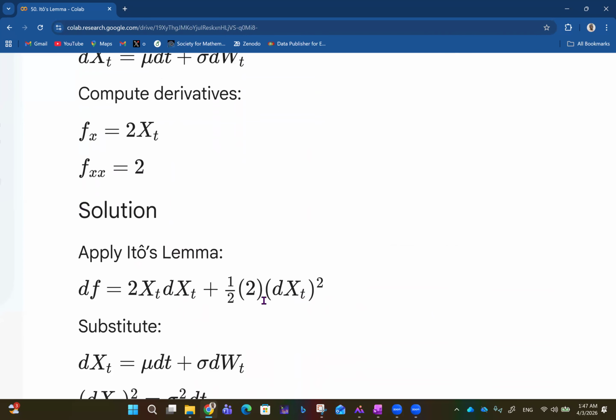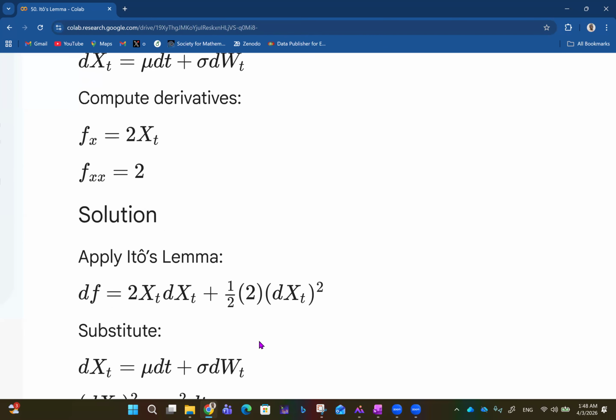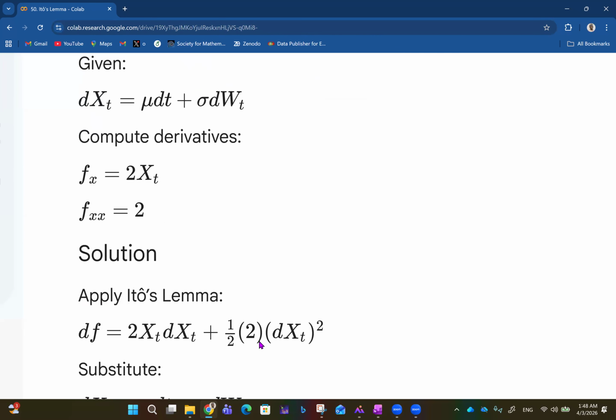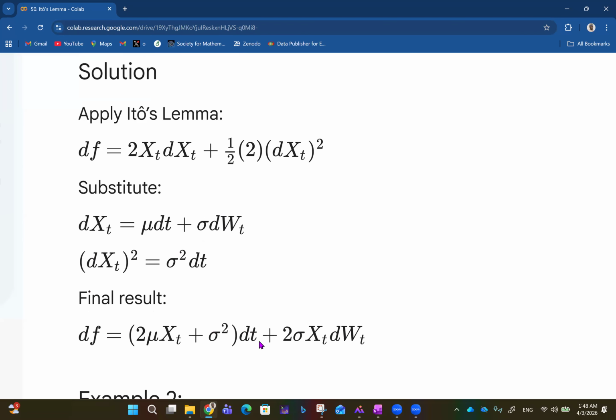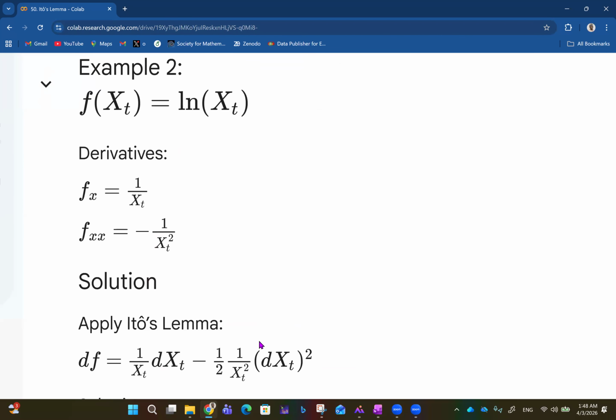So we just have this, and then if we substitute dX_t, which is mu dt plus sigma dW_t, knowing that dX_t squared is sigma squared dt, then we have df to be (2 mu X_t plus sigma squared) dt plus 2 sigma X_t dW_t. So that's putting this whole thing together and tidying things up. We have the final result for f of X_t equals X_t squared. Okay, don't worry, I'm going to take some examples after this. Then we have another one.